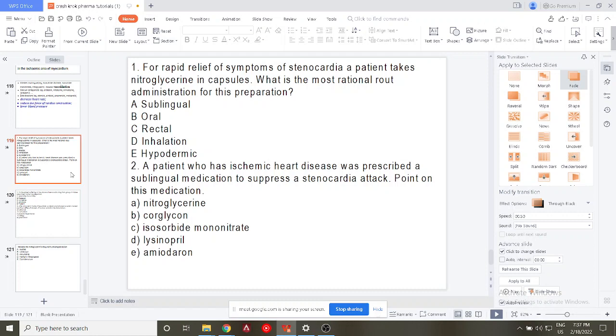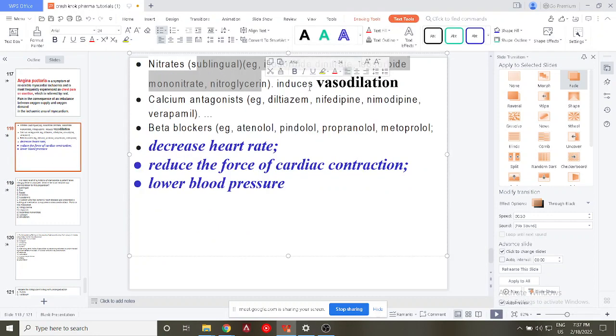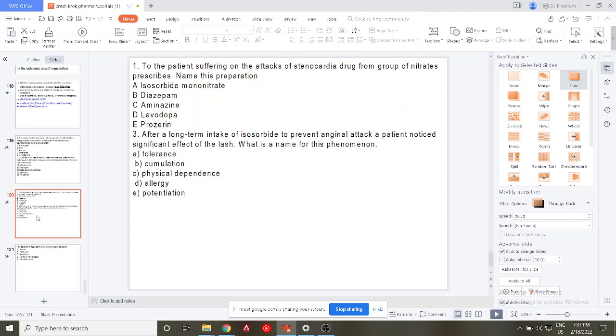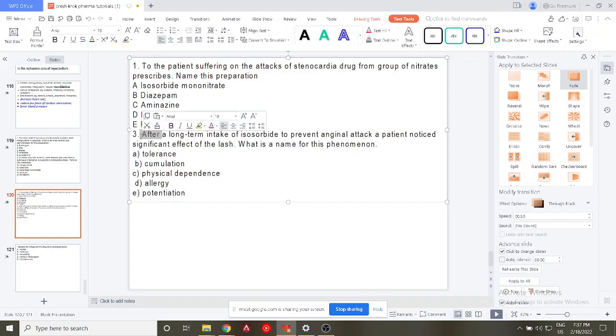Okay. What is C? Isosorbide mononitrate. So it's also nitrates. So all of them are sublingual here. So all of them have the same effect. I understand. Okay. Next question.